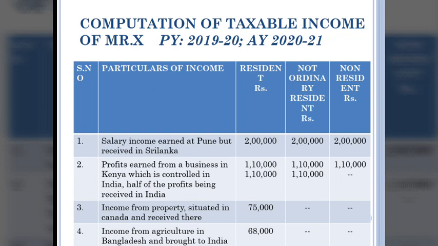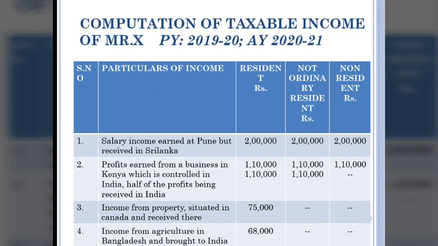Then the serial number, particulars of income, resident, not ordinary resident, and non-resident. It is given as a format, the same format you write here. Then number one, what it is there in the problem, the same thing. If you know, you cut short it and write, otherwise you write the entire thing and you put the amount.